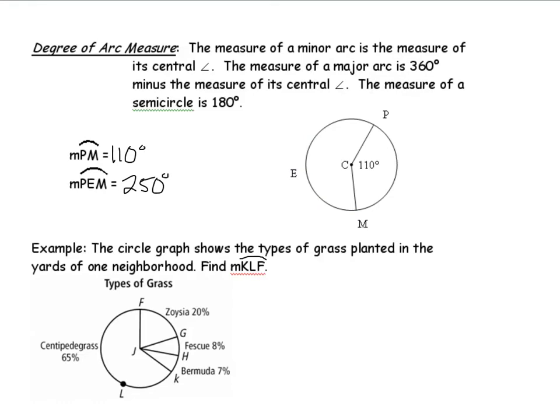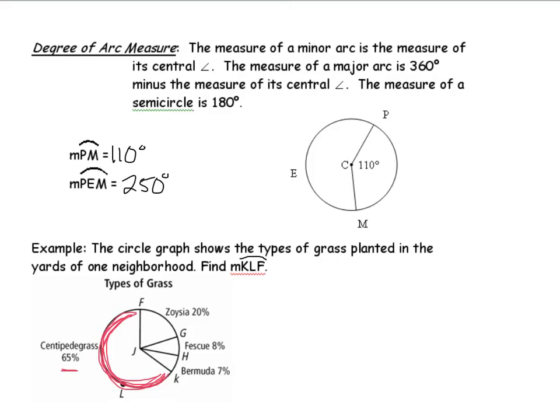Next, for the next example, we're talking about a circle graph. And the circle graph shows all the different types of possible grasses that would be planted in the yards of one neighborhood. I want to figure out what the measurement for arc KLF would be. So from K to L to F. I want to figure out what the measurement of that arc would be. Now when I'm looking at this circle, I notice that is my centipede grass. And the centipede grass takes up 65% of this entire circle.